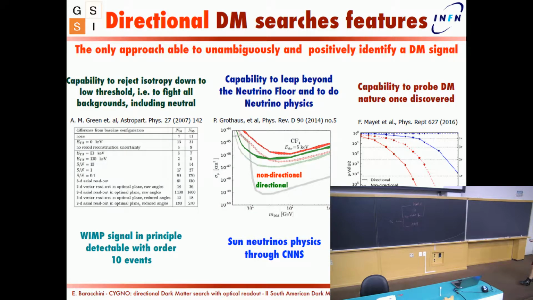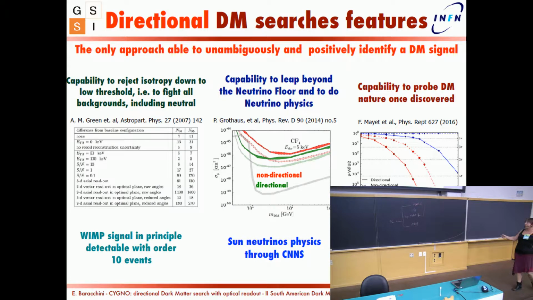What can you do with a directional experiment? I try to convince you that you have a better capability to reject backgrounds, because any kind of background will be isotropic, especially neutrons. Neutrinos will be from the sun. And in principle, there are studies showing that you can be sure, let's say, to have detected a WIMP signal at the 5 sigma level with just a few events.